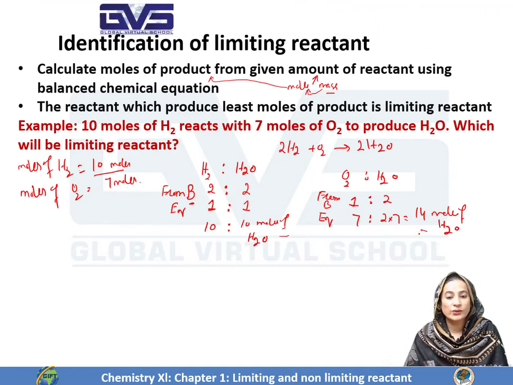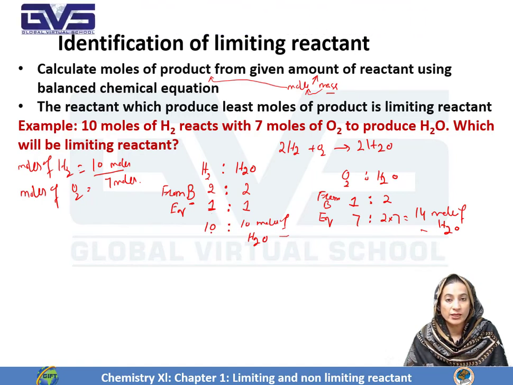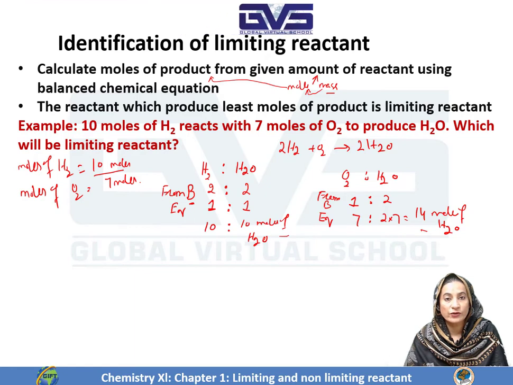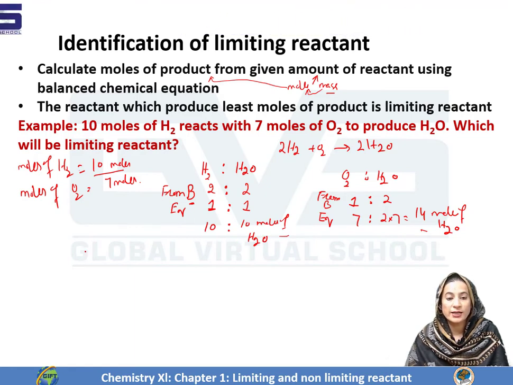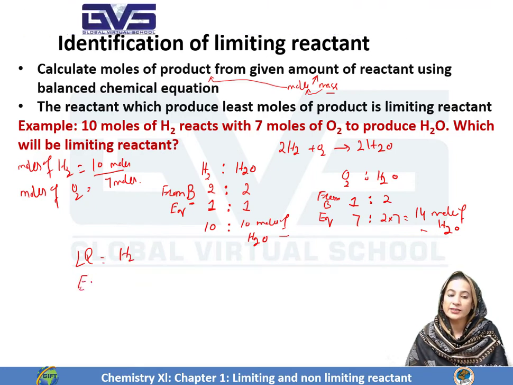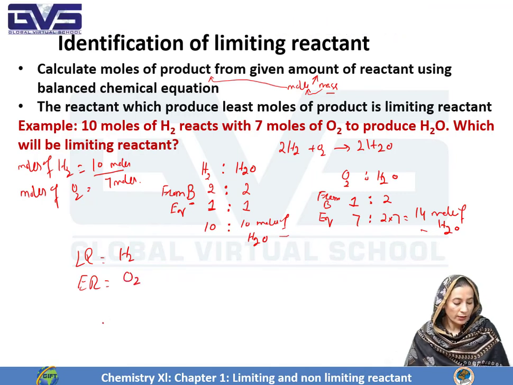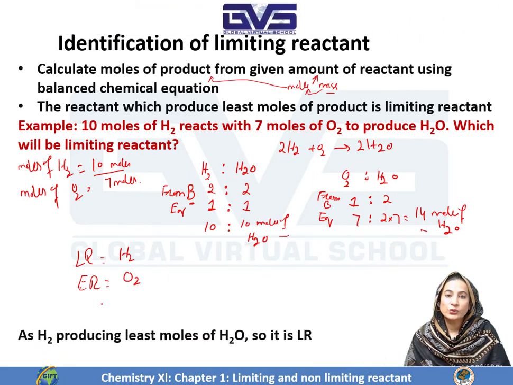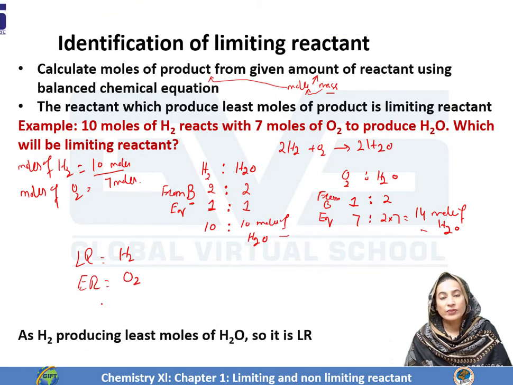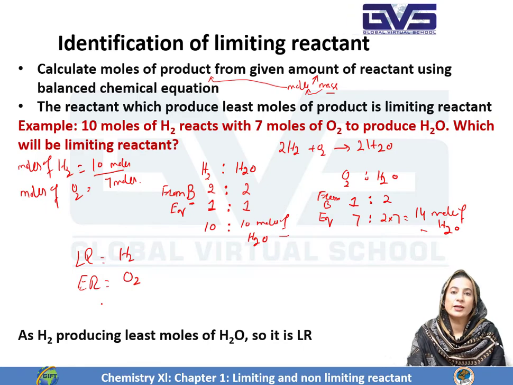So in this case, you can see which is giving less moles. That is the hydrogen. Hydrogen is giving less moles of water. So this is the limiting reactant. So limiting reactant will be H2. Then other will be non-limiting or excessive reactant, that is oxygen. So now this is clear that H2, because it is producing least moles of H2O, it will consume earlier, so it will be the limiting reactant.